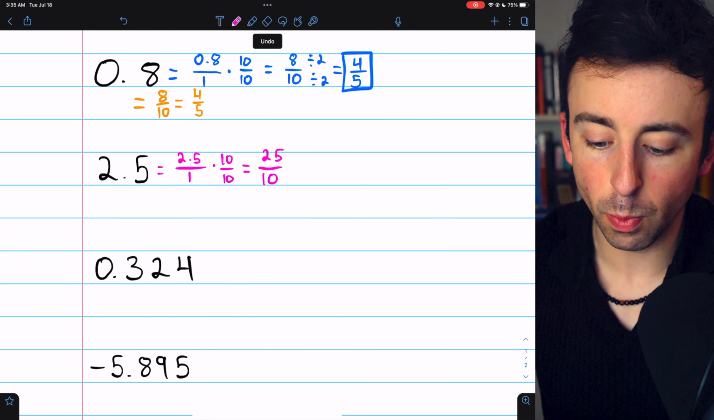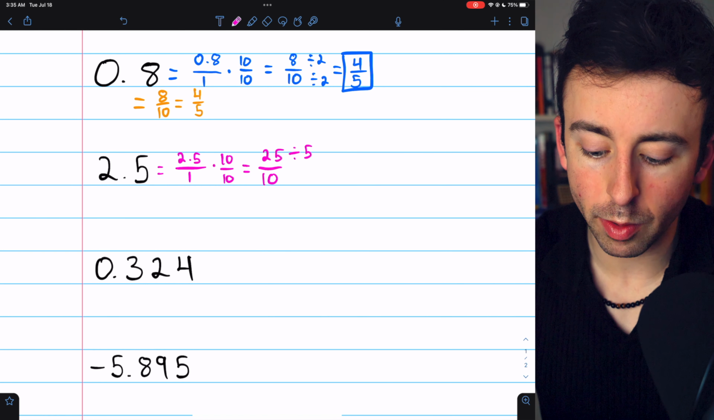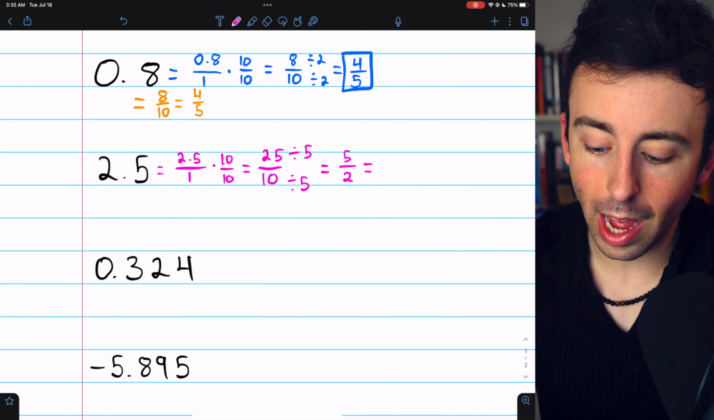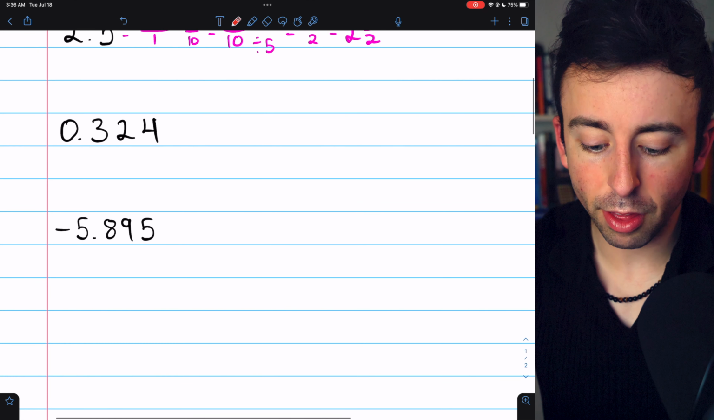And there is 2.5 rewritten as a fraction, but we can simplify it if we divide the numerator and denominator by 5. Thus, we have 5 over 2 as our fraction. If you don't like improper fractions, well, 2 goes into 5 twice, with 1/2 left over, so there it is as a mixed number. All right, 2 more examples.